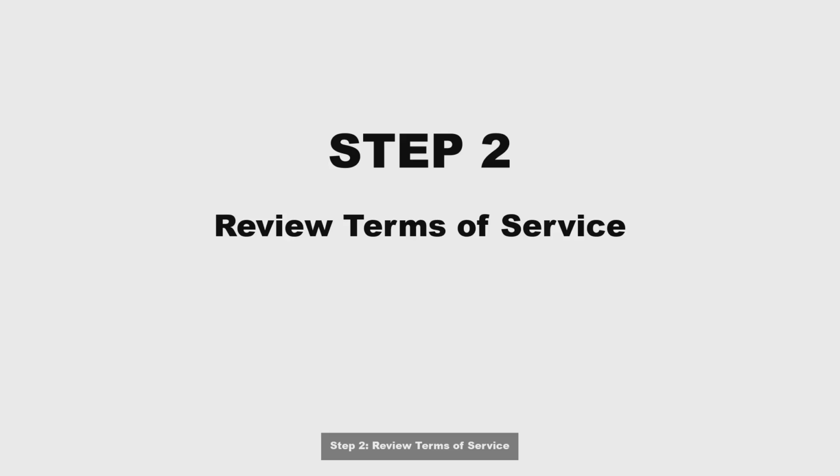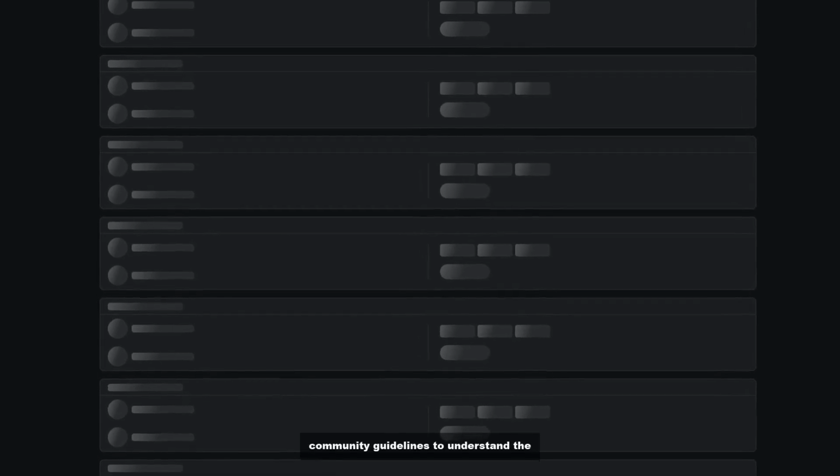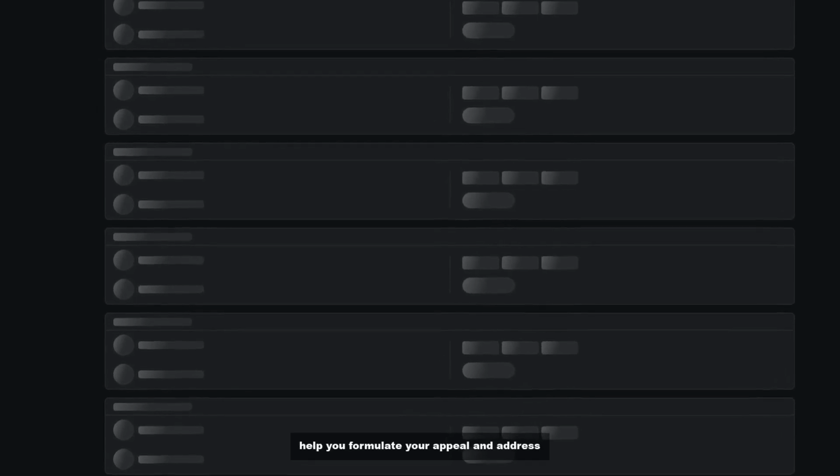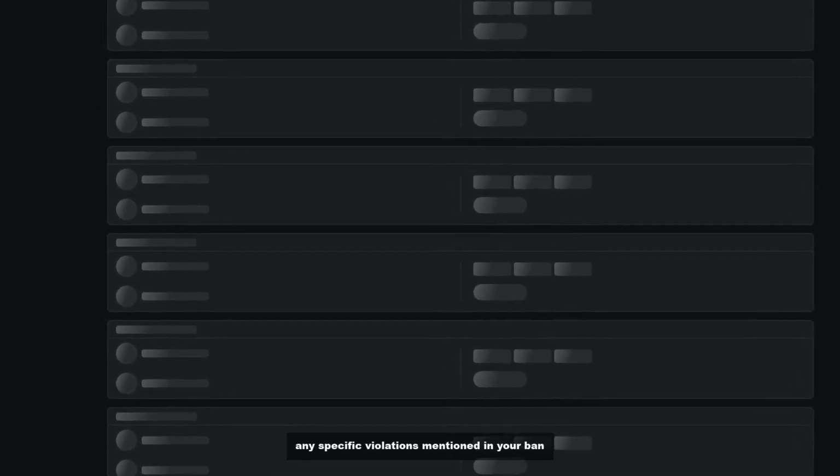Step 2. Review terms of service. Read through ESPN+'s terms of service and community guidelines to understand the reasons that could lead to a ban. This will help you formulate your appeal and address any specific violations mentioned in your ban notice.